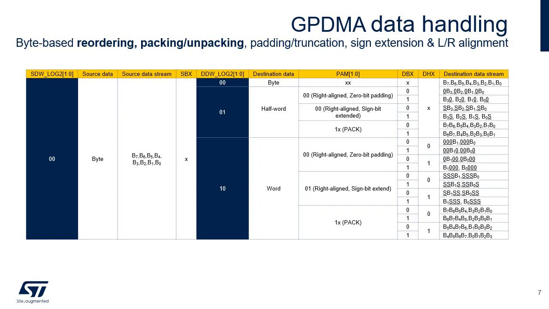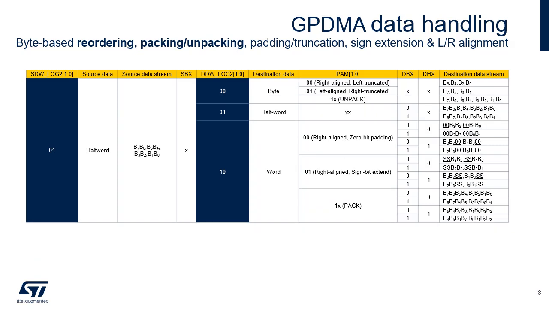If DBX equals 1, and if the destination data width is not a byte, the 2 bytes are exchanged within the aligned post-PAM half-words. For instance, the byte 7, byte 6 half-word becomes the byte 6, byte 7 half-word. If DAH equals 1, and if the destination data width is neither a byte nor a half-word, the 2 aligned half-words are exchanged within the aligned post-PAM words. For instance, the byte 7, byte 6, byte 5, byte 4 word becomes the byte 6, byte 7, byte 4, byte 5 word.